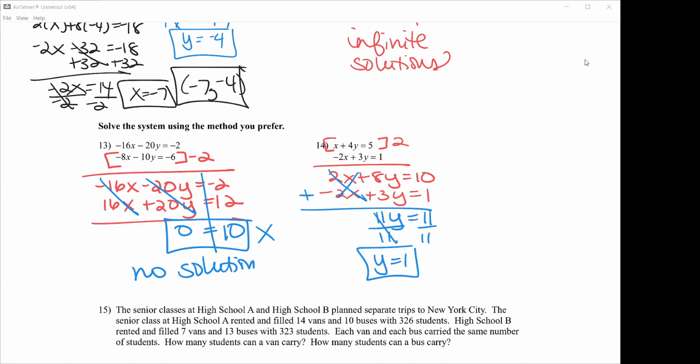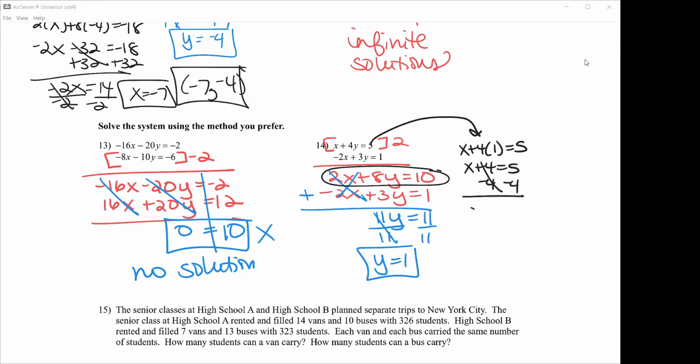Again, pick whichever equation you want. You can pick the 2 original or even the one that you changed. It doesn't matter which one. I'm going to pick the top one. So x plus 4 times 1 equals 5. And you end up with x equals 1. So our answer here is 1, 1.